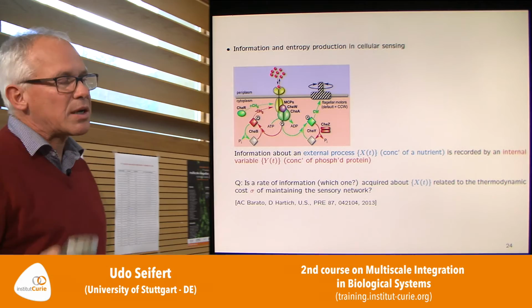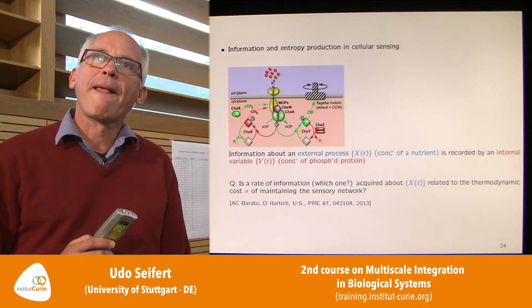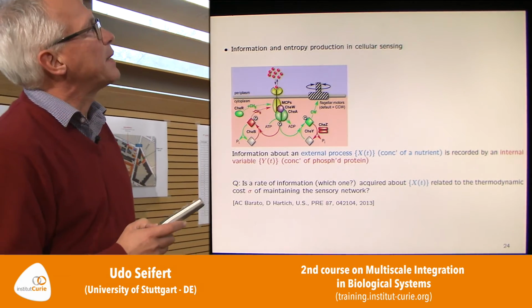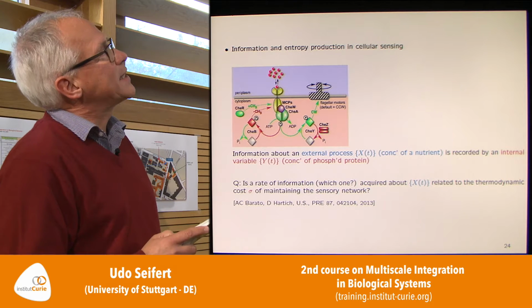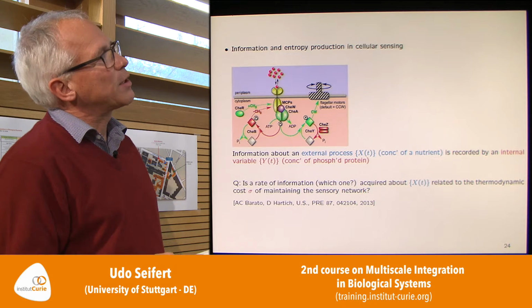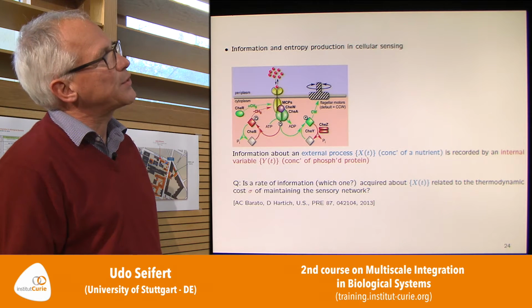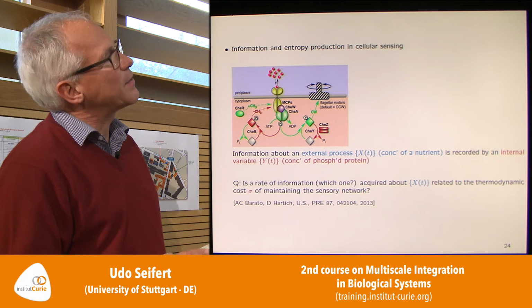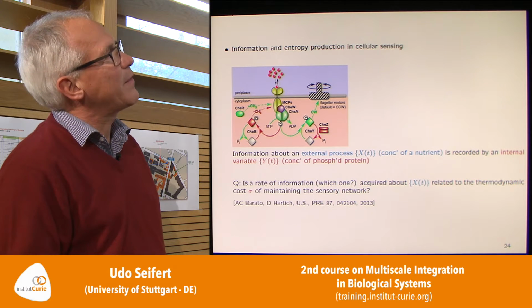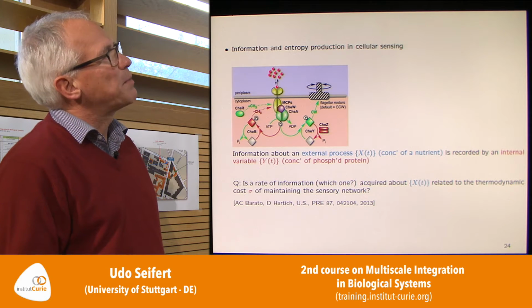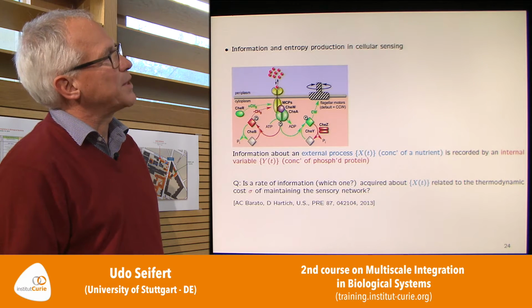Forget about all the spatial degrees of freedom. Suppose you want to measure something which is time-dependent, a time-dependent concentration, and assume that this time-dependent concentration is just given by some external process, could be the concentration of a nutrient, I call it x of t. You measure that, basically you measure with the receptor, it responds, and then there is this downstream machinery, and at some point you store that information in some internal variable, which is typically the concentration of some phosphorylated protein.